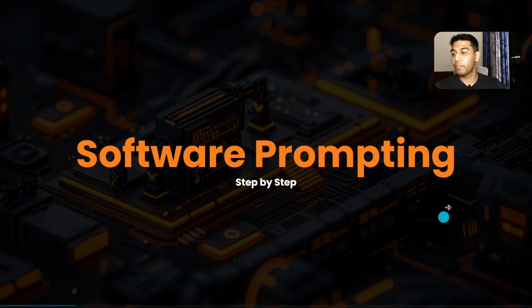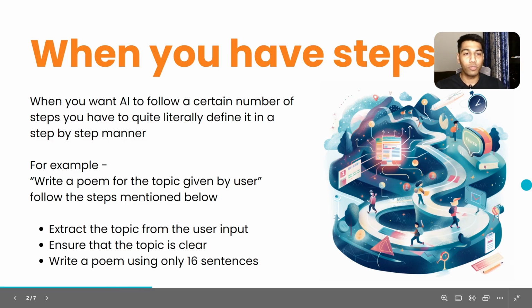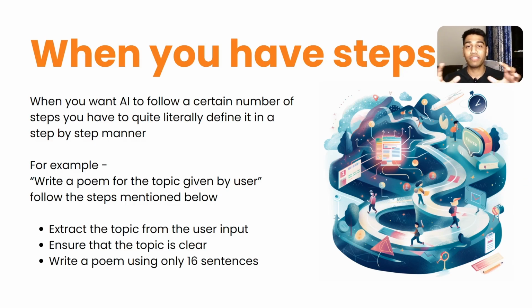Okay, so let me bring you to a very simple way of using software prompting. One of them is when you have steps. Software prompting follows a very simple logical process: you define a prompt when you have a certain number of steps and you want AI to follow them in the same sequence.